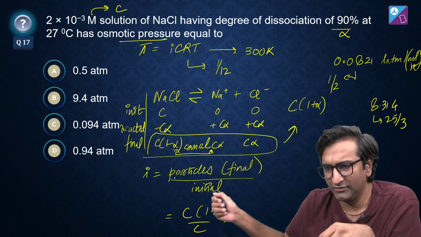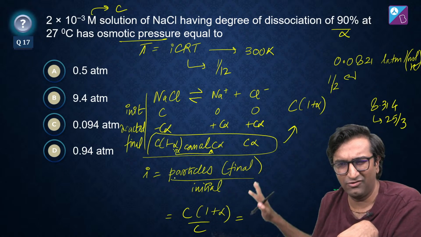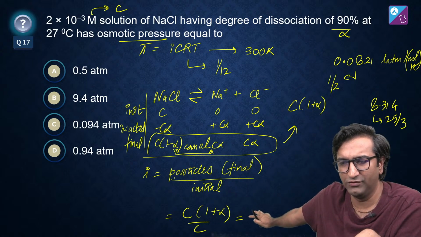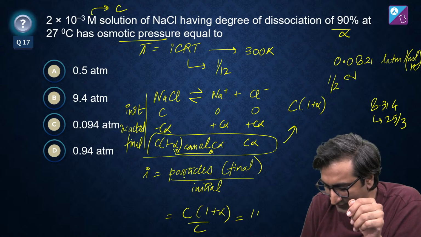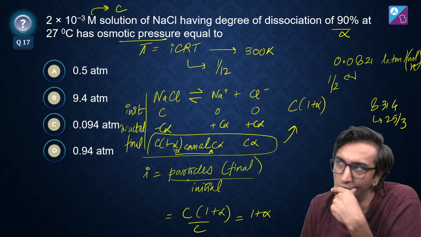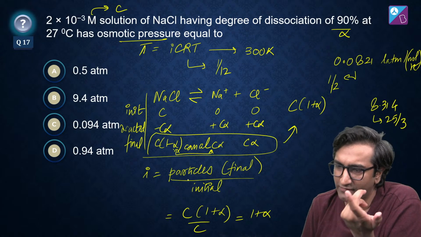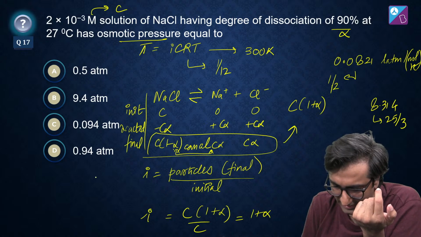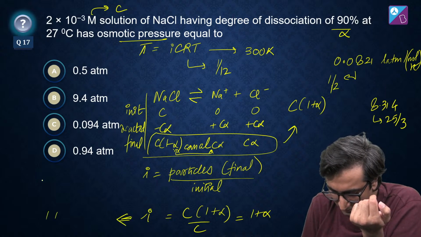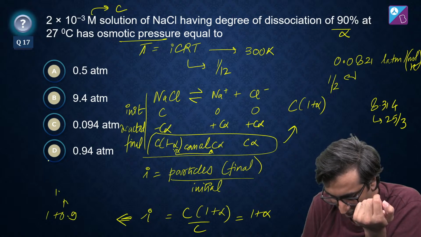This is how I like doing things. Yeah, first principle से ही करना, आराम से करना. You don't have to mug any weird formula. This is how you can do this very easily. So I is simply 1 plus alpha. Okay, cool. Oh, that's it, right? We're done. I is going to be equal to 1 plus 0.9, which is 1.9.